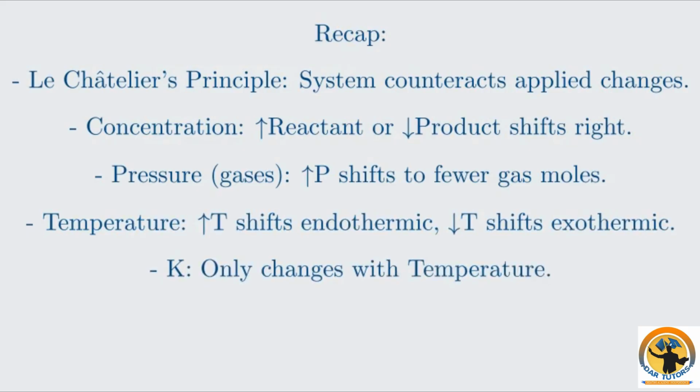We also learned that catalysts and surface area increase reaction rates but do not affect the equilibrium position or the value of K. Remember that K is a constant at a given temperature. I hope this detailed explanation and the worked examples have clarified how to predict the effects of changing conditions on chemical equilibria. This knowledge is essential for your success in IB Chemistry HL.